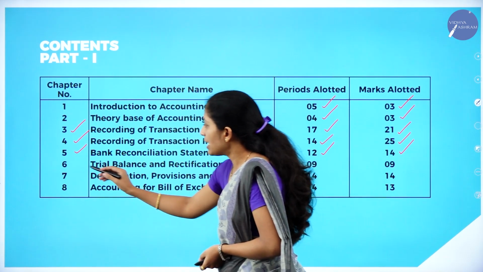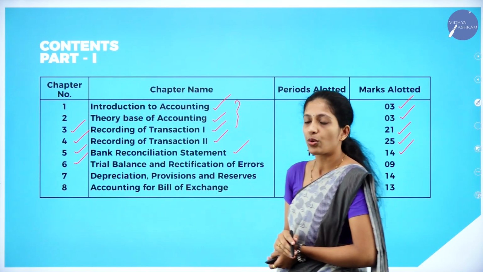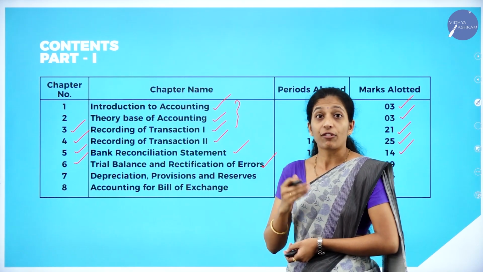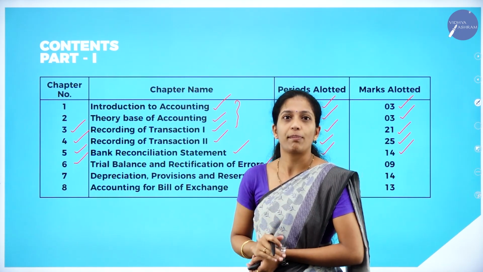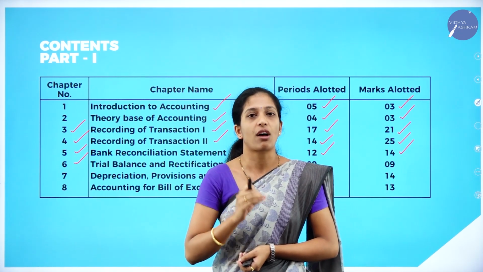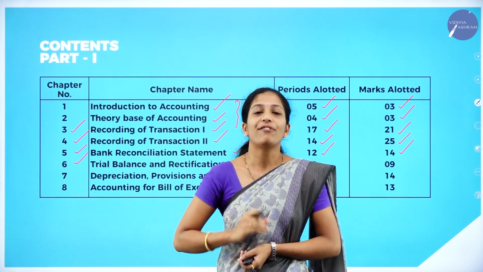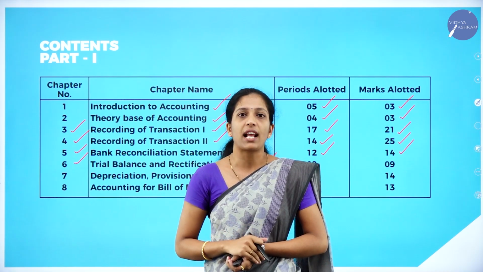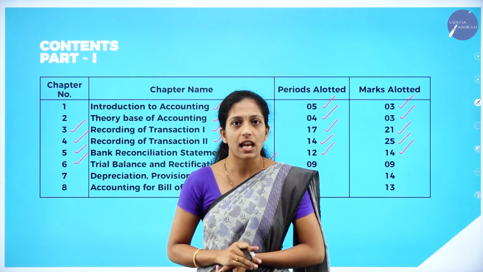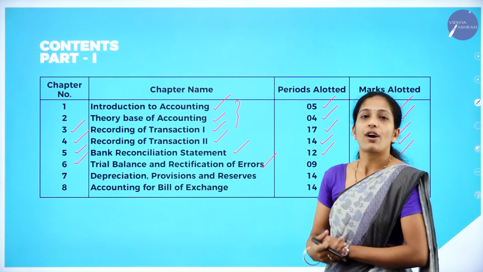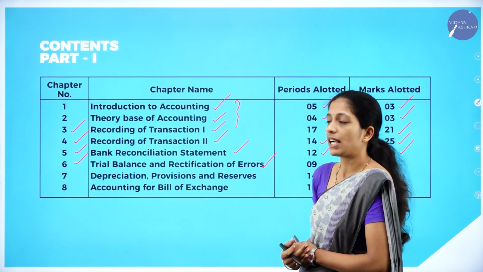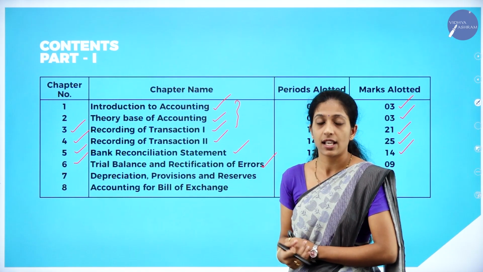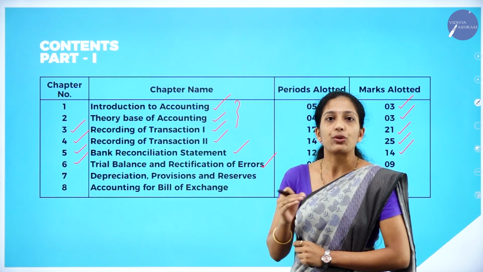Now coming to the 6th chapter of part 1, that is trial balance and rectification of errors. Of course, we human beings will make mistakes while recording in the books of account. So how do we rectify that mistake? Of course, if the error continues till the end of the financial year, the financial statement becomes wrong. So in order to show the correct financial statement, we have to rectify the errors. So we have to correct those errors. So we shall learn how we are going to correct those errors.